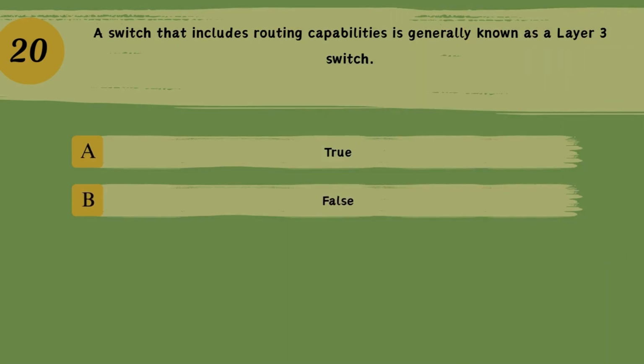Question 20. A switch that includes routing capabilities is generally known as a Layer 3 switch. A. True. B. False. Correct answer. A. True.